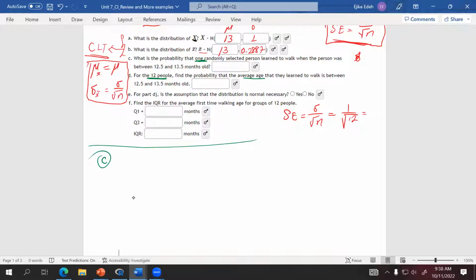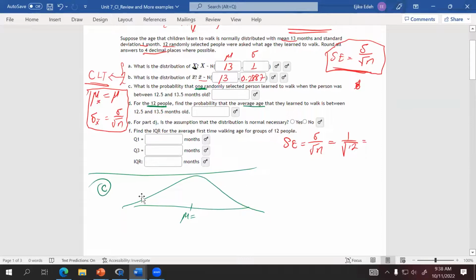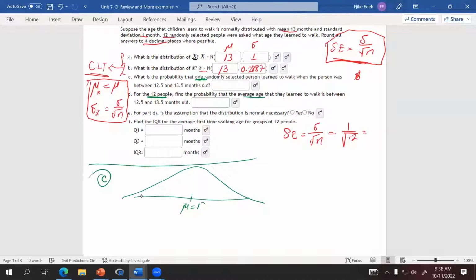So for C, you can imagine a distribution like this one, right? Mu is in the middle, of course, and here we know the mean is 13. Yes. So we know the mean is 13. And we know the standard deviation is 1. And the question is saying, what is the chance that you have a value between 12.5 and 13.5? So if this is 13, 12.5 should be on this side. And 13.5 should be somewhere.